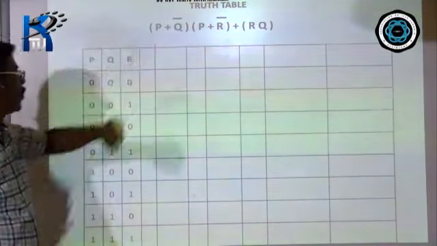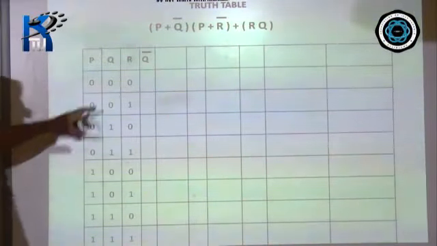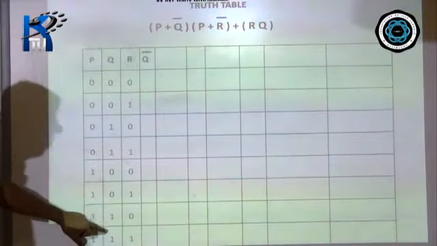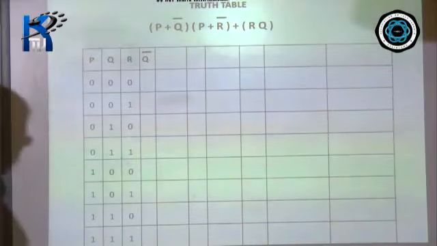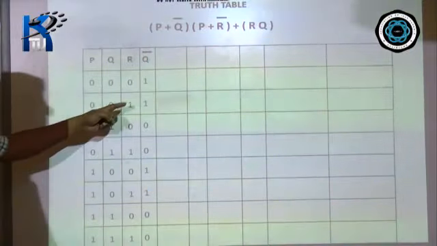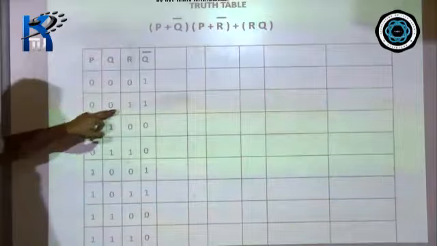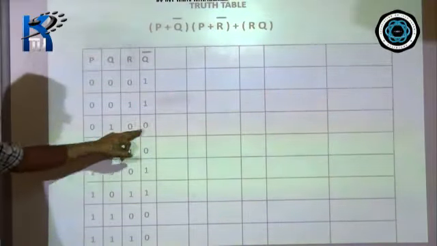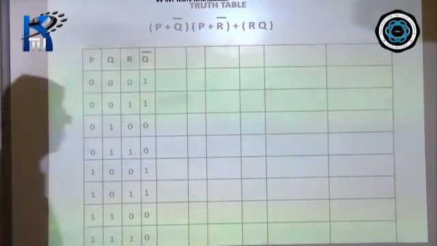First comes Q complement. So let's solve Q complement. Q complement will be the reverse of Q. Complement, remember, reverses: 0 will become 1, 1 will become 0. So when we do this, Q complement becomes 1 1 0 0 1 1 0 0. The 0 0 has become 1 1, 1 1 has become 0 0, again 0 0 has become 1 1, and 1 1 has become 0 0.